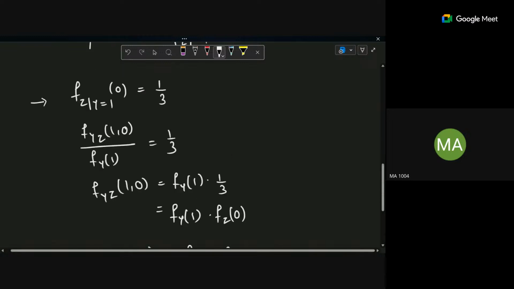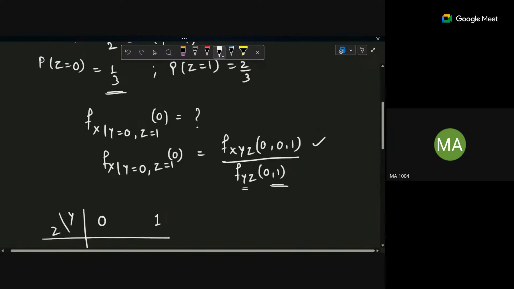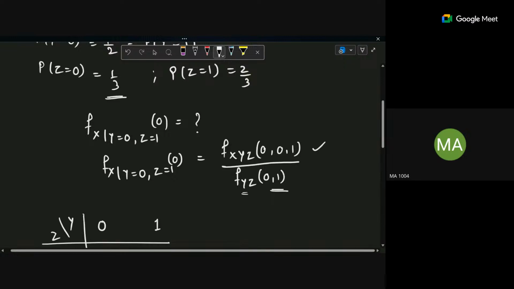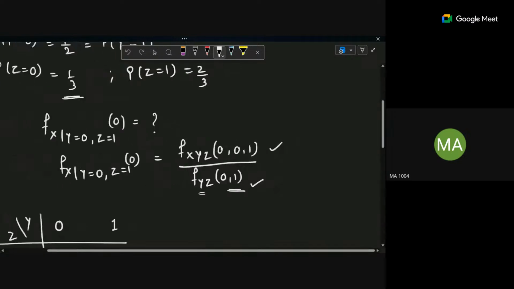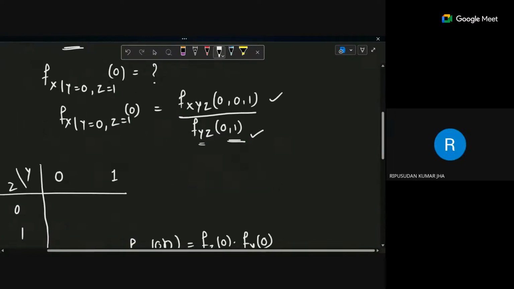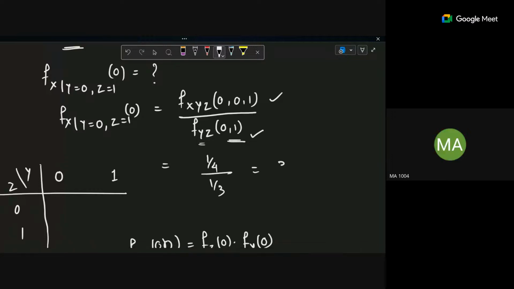Okay. So to come to here, now we know this fy of z also and fxyz also. Just put these values and we are done. 1 upon 4 upon 3 upon 1 upon 3, which is equal to 3 by 4, which is 0.75.